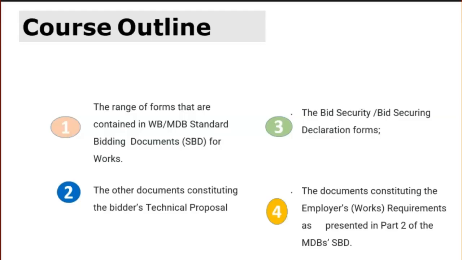Here is the course outline for this training. In the course of this short training, we will learn about the range of forms that are contained in the World Bank Standard Bidding Document for Works. We will also learn about the other documents constituting the bidder's technical proposal. We will study the bid security or bid security declaration forms, and finally we'll learn about the documents constituting the employer's works requirements as presented in Part 2 of the Bank's standard bidding document.